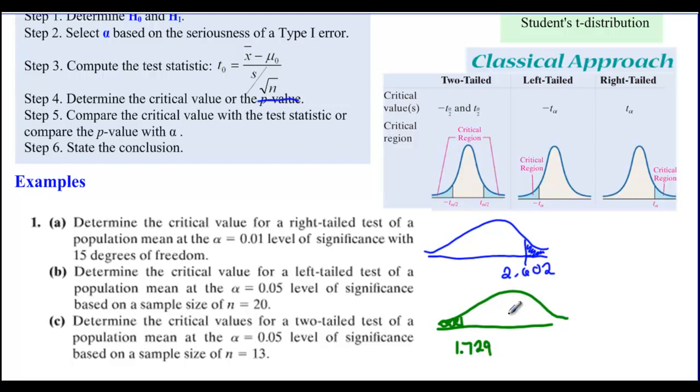So anything to the left of center is going to be negative. So even though our t distribution table is giving us positive numbers, if we're doing a left-tailed test, then we know that this is actually going to be a negative number.